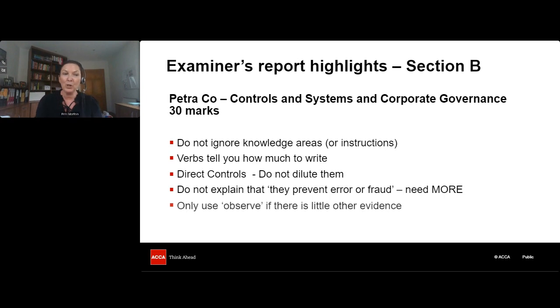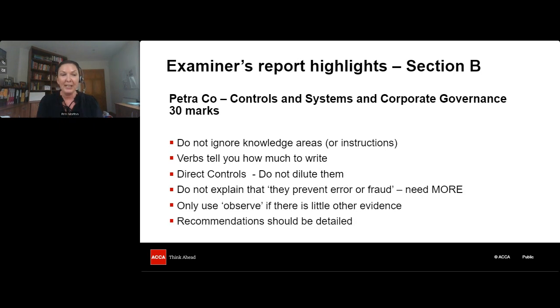And then also try and use observe as little as possible. Again, it was picked up by the examining team in terms of tests of control. If you can do other things, so if you can inspect documentation and if you can reperform things, then you don't need to just observe. So that will be given credit if there's not really much else available. But if there's other things, then you should be using those as examples.